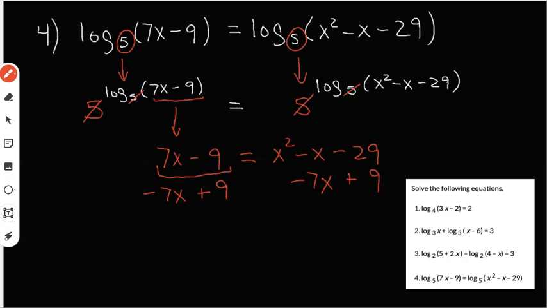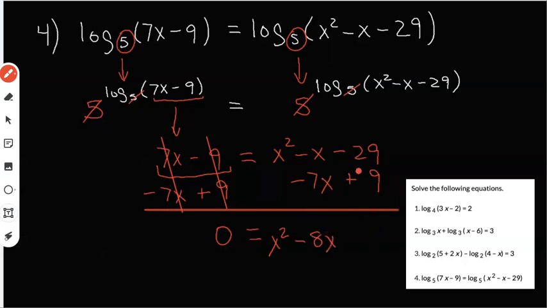So what happens is the entire left side gets canceled out because 7x minus 7x is going to give you 0. Negative 9 plus 9 is going to give you 0. So the left side is just going to be equal to 0. And everything else shows up on the right side. The x squared, the minus x minus 7x, that gives you minus 8x. And then the minus 29 plus 9, that's minus 20.